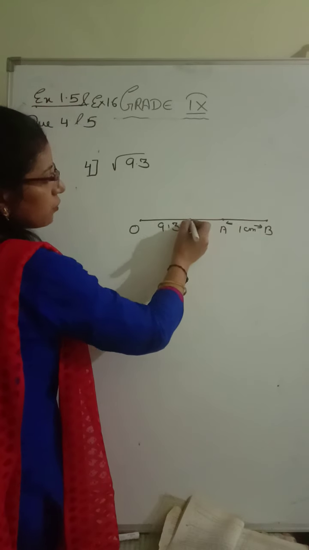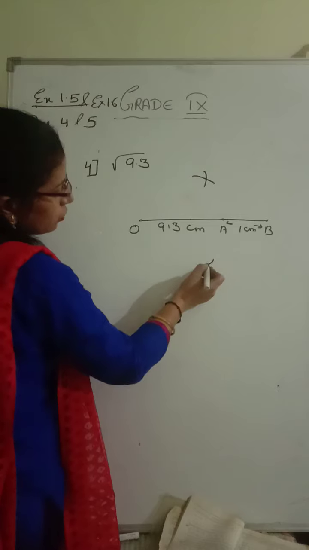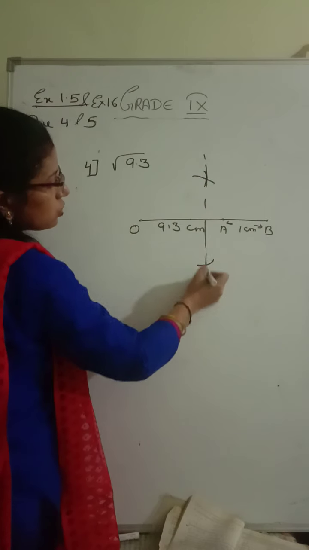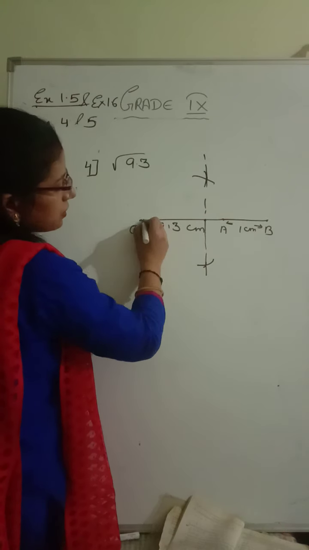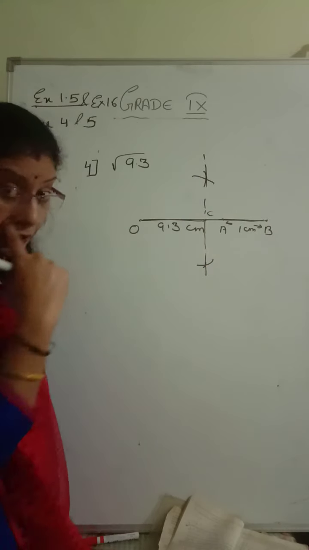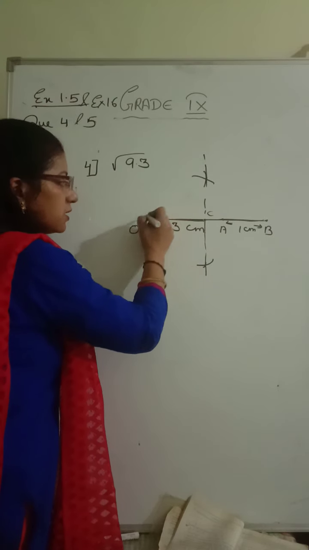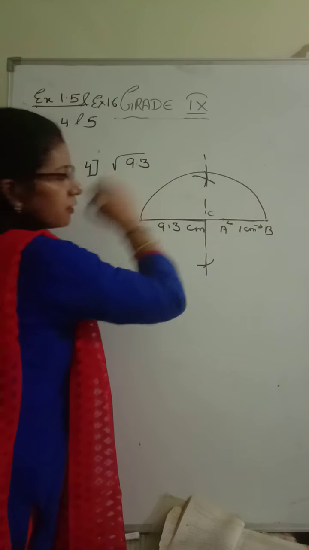With a compass, take more than half, cut an arc both the side from point O, cut an arc both the side. Join these two. So this is your bisector, this much and this much are equal. Let me say this is the center point C. So what you will do? From here to here, put the compass here, draw a semicircle.